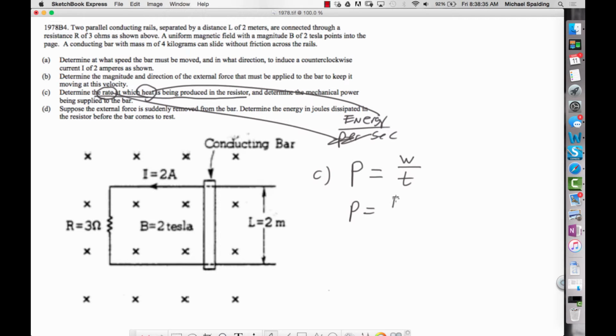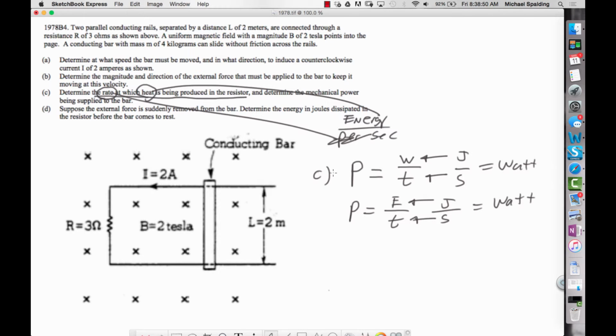You could say that power is energy over time. So this is where we get joules per second, right? Energy is also joules per second. What do we call joules per second? That's called a watt.